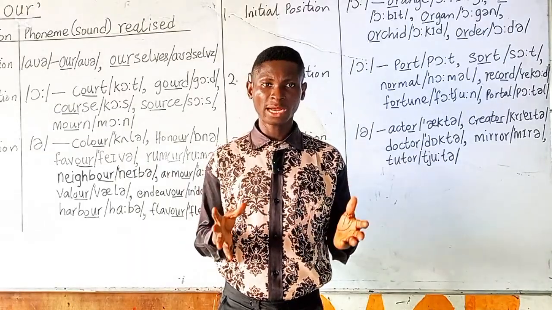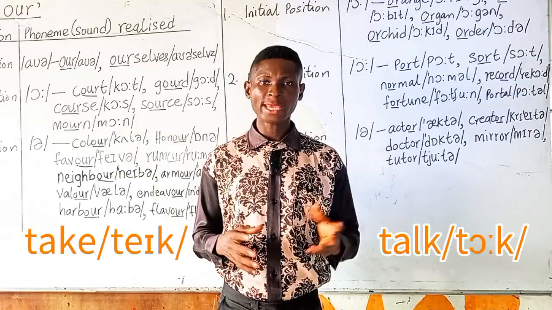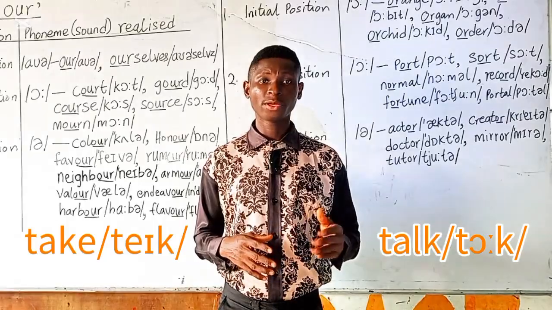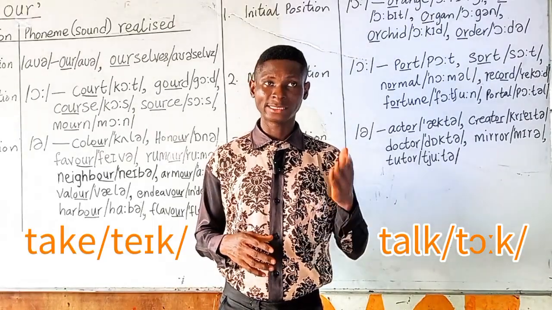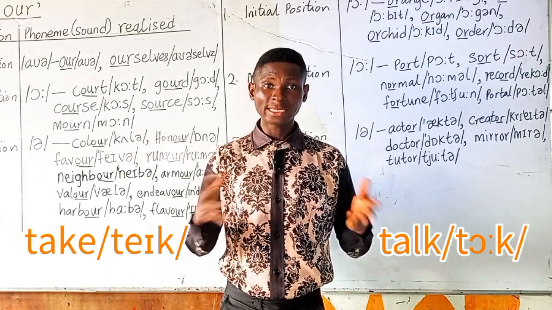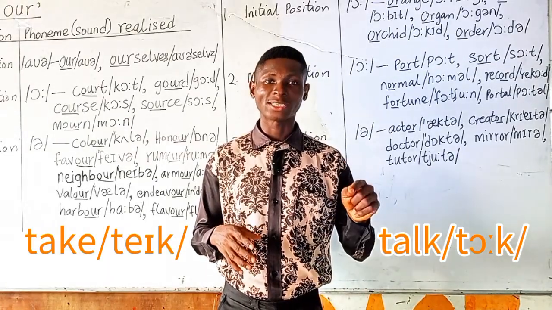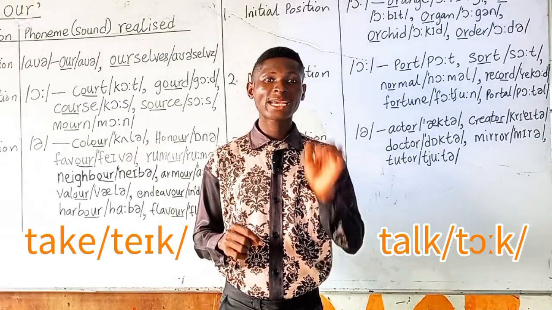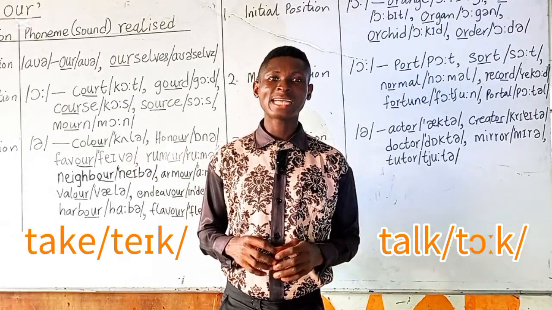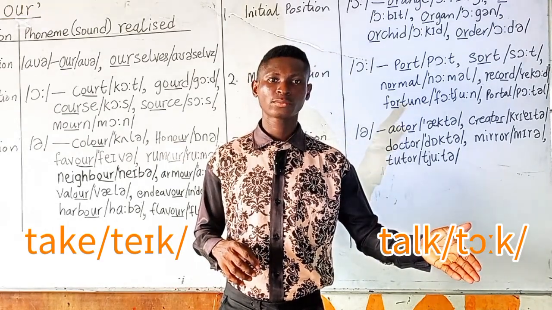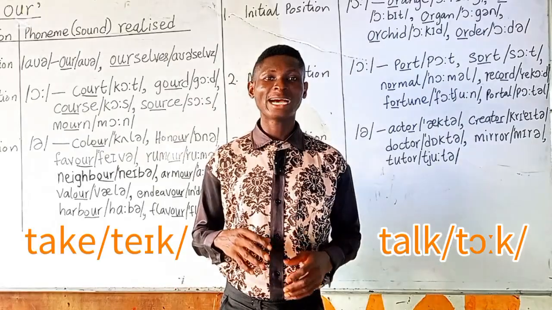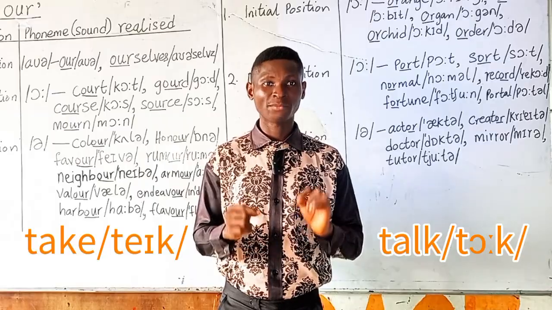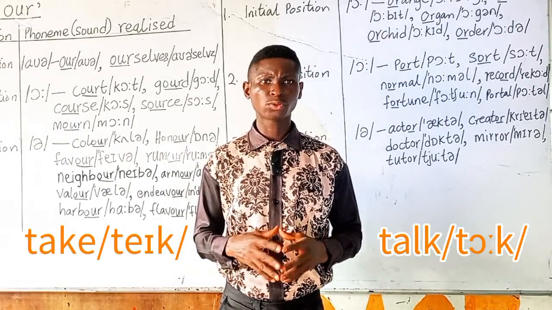So for instance, if we have the word take, it has the spelling T-A-K-E. Then we have T at the beginning. And then in the transcription, you have T at the beginning and K at the end. Then at the middle, you have A. So T is at the initial position, whereas K is at the final position, while the vowel sound A is at the medial position.